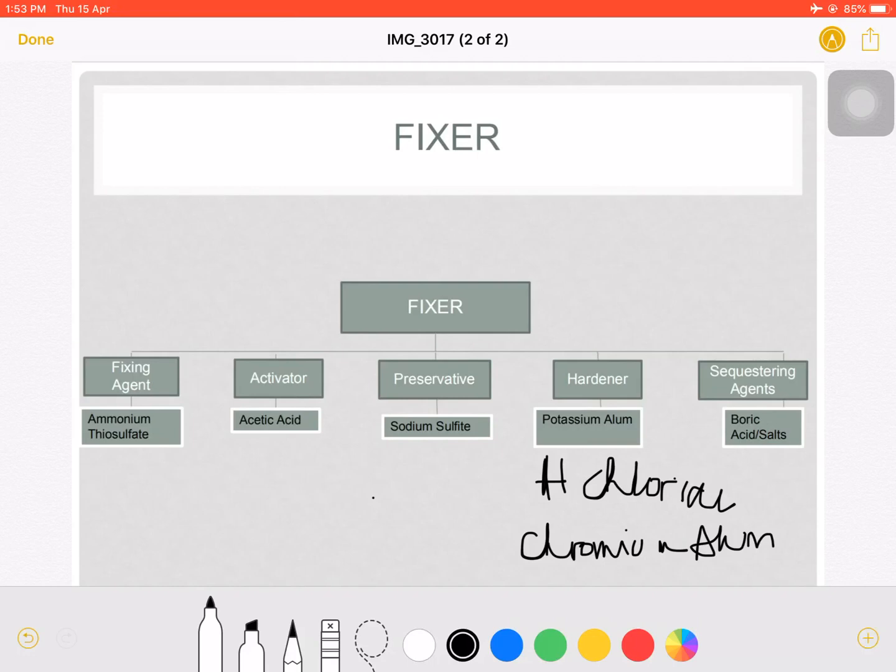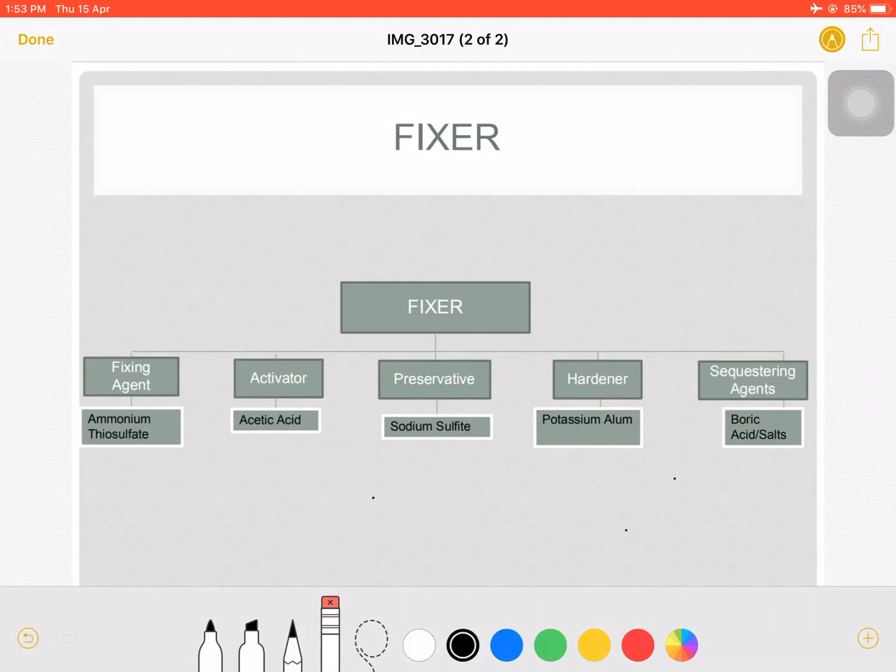So of course, fixer solution can be in the form of powder. Therefore, we need a solvent, which is water. We also have sequestering agents for our fixer, which is boric salts. So, the same lang din siya ng role dun sa ating developer solution. Our boric salts will prevent the precipitation of the calcium sludge galing sa ating aluminum. Alright?